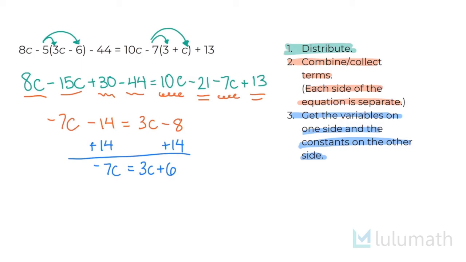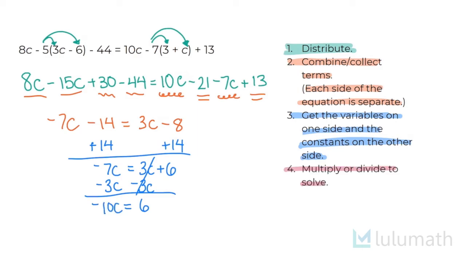Now, since I have all of my constants on the right side, I don't want any more constants on the left side. So I'm going to get rid of the variable. So I'm going to get rid of this 3c. So to get rid of this positive 3c, I'm going to subtract 3c. And whatever I do to one side, I always do to the other side. And 3c minus 3c is 0, which is what I want. And 0 plus 6 is 6, which is going to work out for me. Now, when I do negative 7c minus 3c, I end up getting negative 10c.